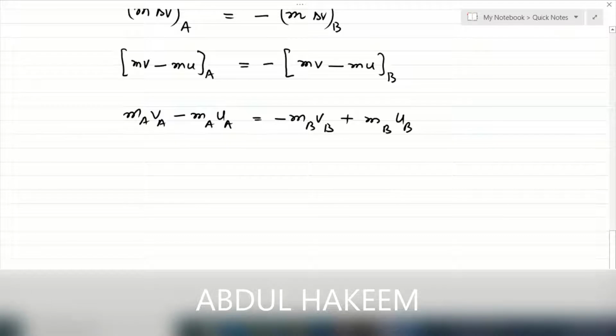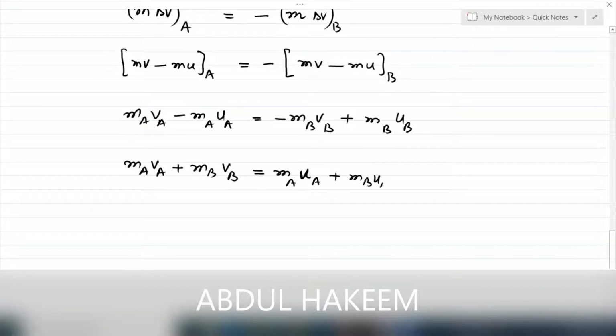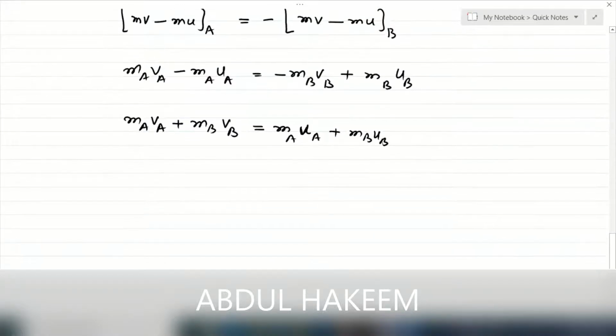Now rearrange them. MA VA plus MB VB is equal to MA UA plus MB UB. So this is the final shape of the equation. Look, final velocity of A, final velocity of B. So this is the total final momentum.